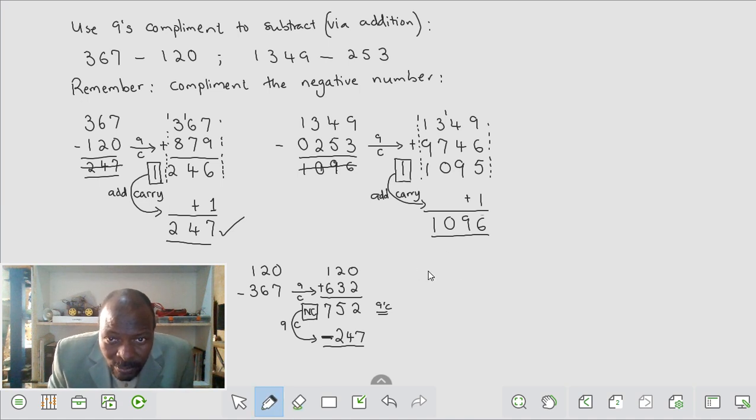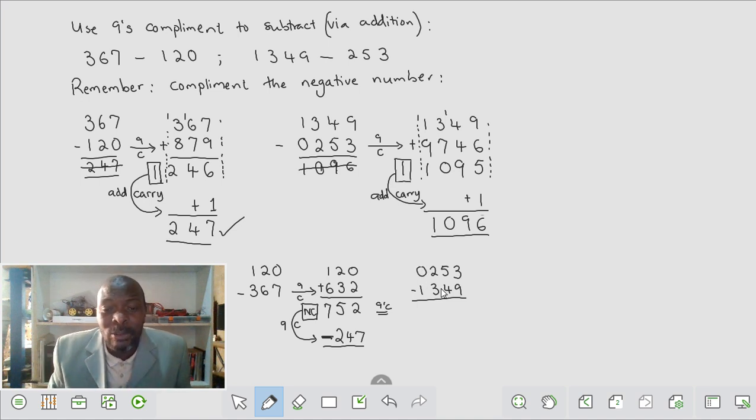By doing this one here, we said this was 253, and we are going to subtract 1, 3, 4, 9. What do we first do? We balance up the digits. Even though it's more relevant when the negative number is the one with fewer digits, it's more relevant then. We balance up the digits, even though in this case it doesn't really help much, because when you complement, this is the number we complement. So we are using 9's complement for now.